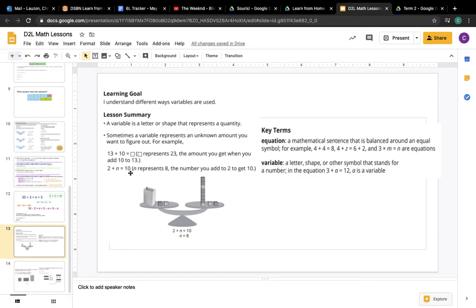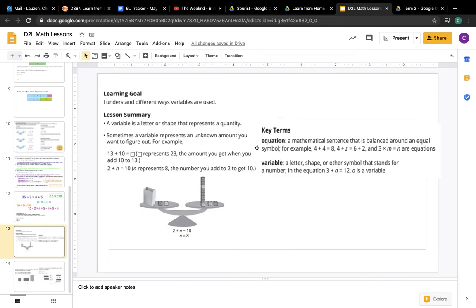We can also see it where we have 2 plus a variable equals the known number of 10. And again, we have to make both sides of the imaginary scale balance. How would we get 10 on the right when we start with 2 on the left? Well, in this unknown number, it would have to be 8 to make it work.